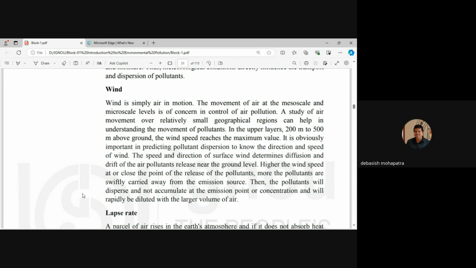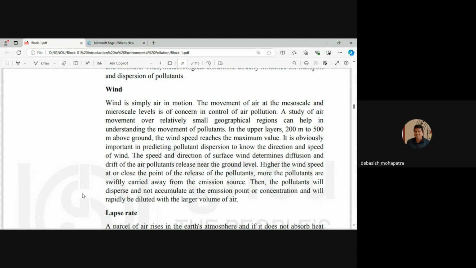So, a study of air movement over a relatively small geographical region can help in understanding the movement of pollutants. In the upper layer, 200 m to 500 m above ground, the wind speed reaches the maximum velocity. It is obviously important in predicting pollution dispersion to know the direction and speed of the wind. So we know if wind is moving in some direction, it will also take the pollutant with it in that direction.